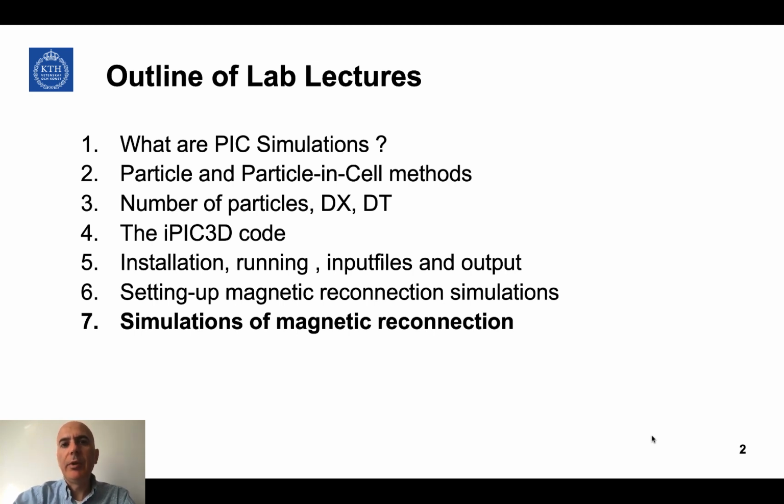In the second lecture, we looked at how we can implement a particle-in-cell method, and we looked at a code called iPic3D, and a version of iPic3D called Sputnik. We also looked at how to set up an input file for Sputnik, and how the configuration of magnetic reconnection works. So in this lecture we are focusing on actually running Sputnik and producing a simulation of magnetic reconnection.